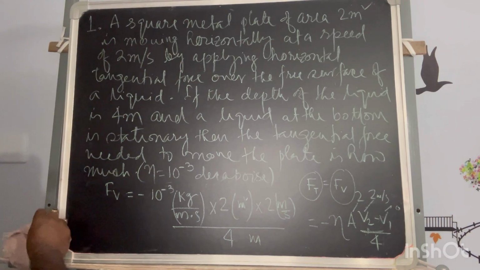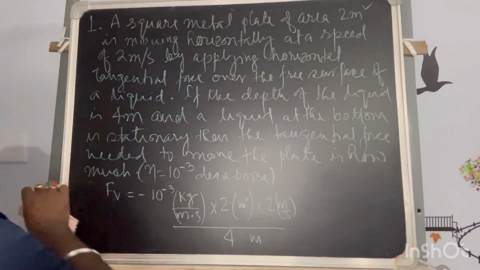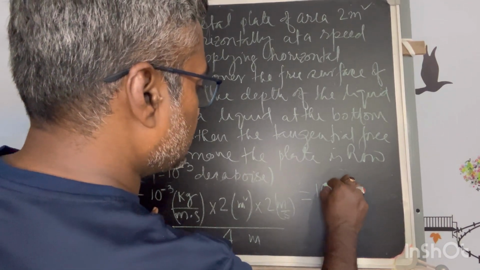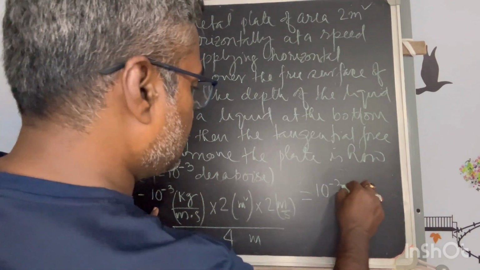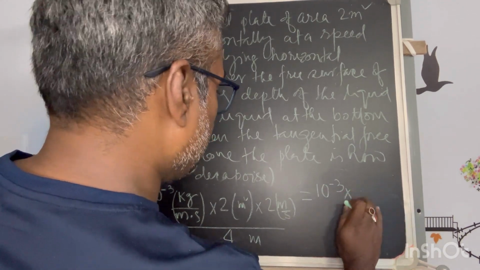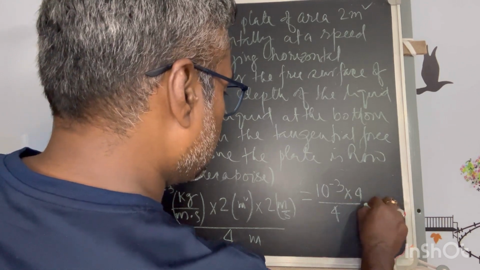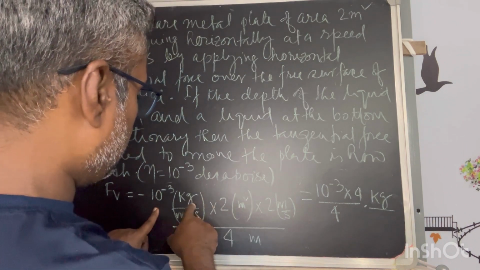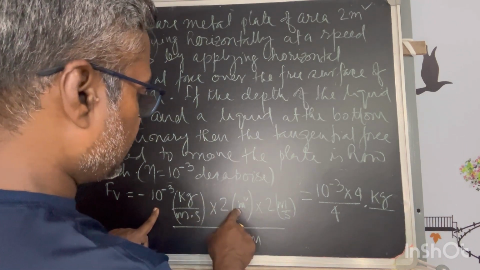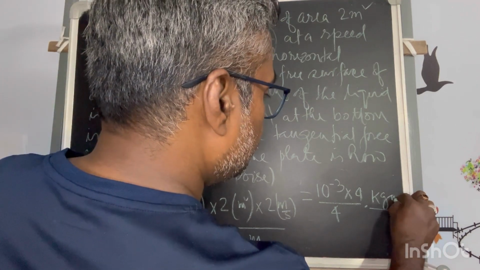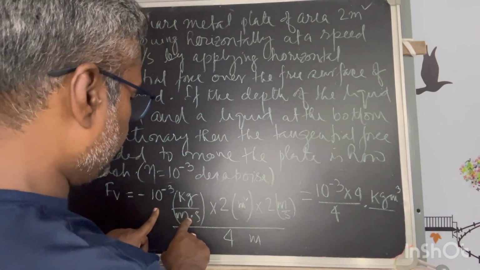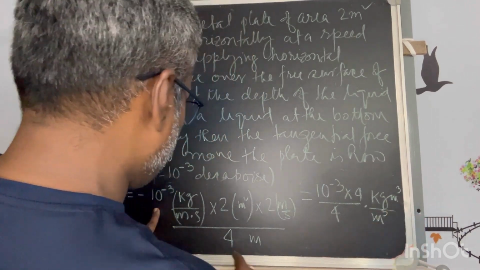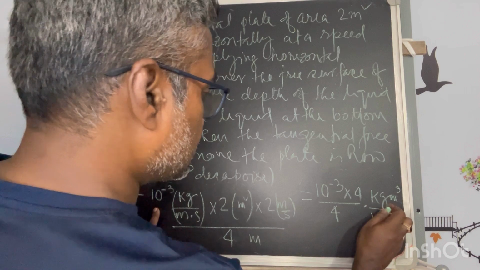If I calculate all this, I am going along with the units so that there will be no confusion at the end. 2 into 2 is 4, which is again divided by 4. Now the units: on top is kg, meter cube. The meter into second will come down, and meter again, so meter into meter, sorry, meter square, not meter cube.